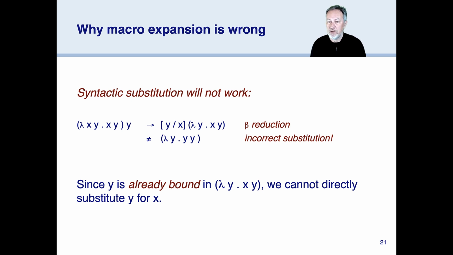So this is name capture. It'll be captured by the lambda. And we end up with lambda y dot yy. This is completely wrong. So this is name capture, and we want to avoid it. The y is already bound there. We cannot directly substitute y for x. So that's why we have to be very careful about the substitution function.